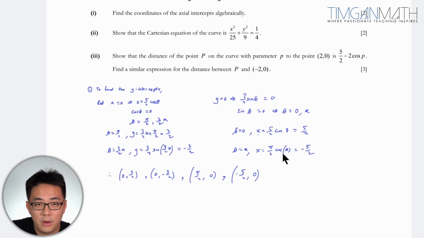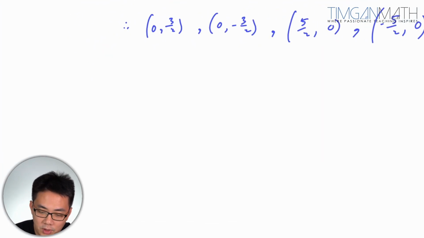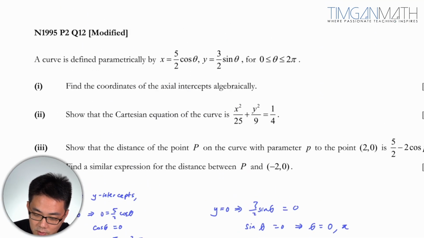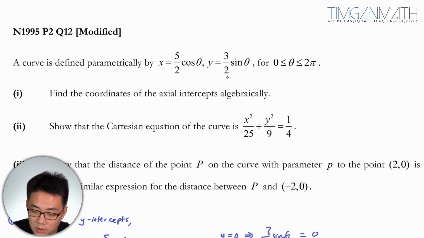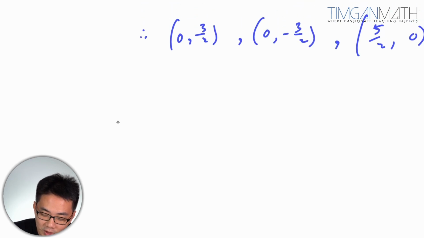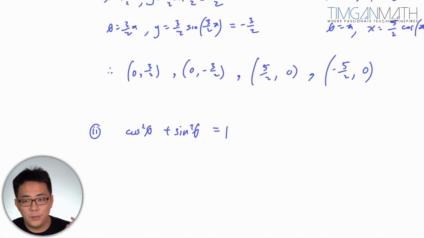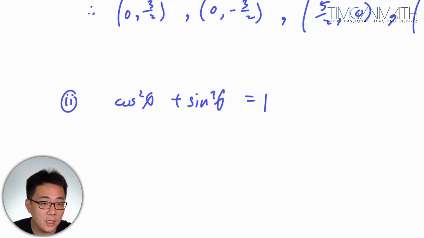Let's look at the subsequent part, which is to show that the Cartesian equation of the curve is x squared over 2y squared. What we need to do is combine these two equations together. The first thing is to write how we connect sine and cosine theta together. We're going to use our infamous equation, cosine squared theta plus sine squared theta equals 1. Your whole goal is to get rid of cosine theta and sine theta, so this is a connecting equation.